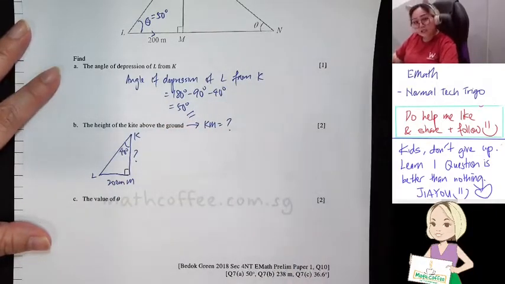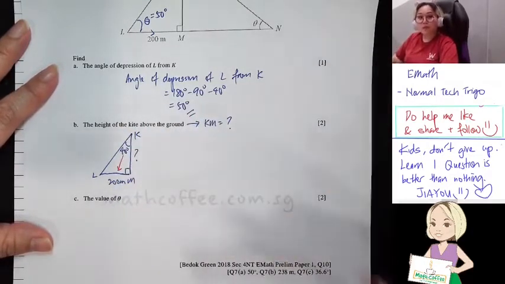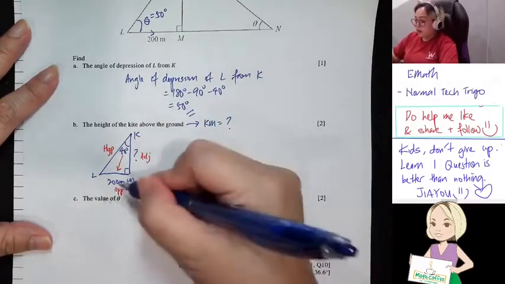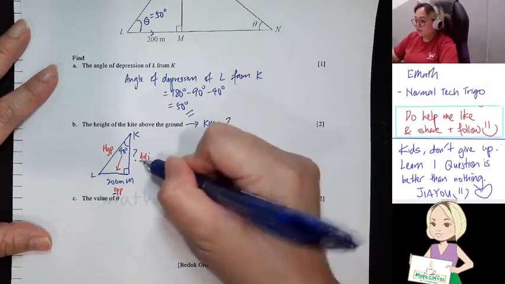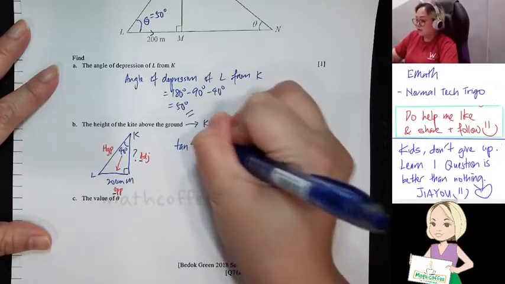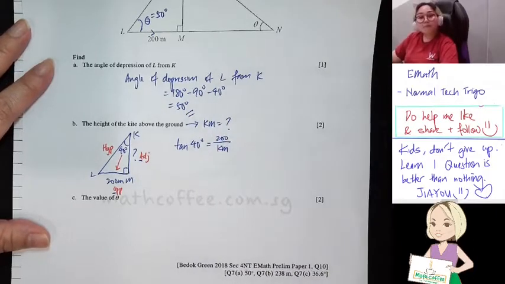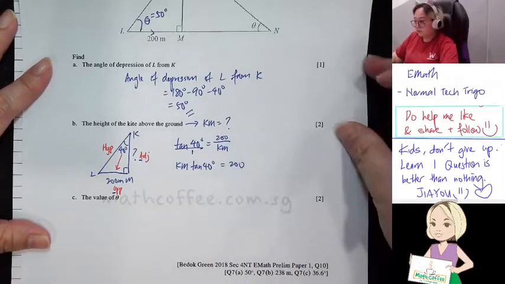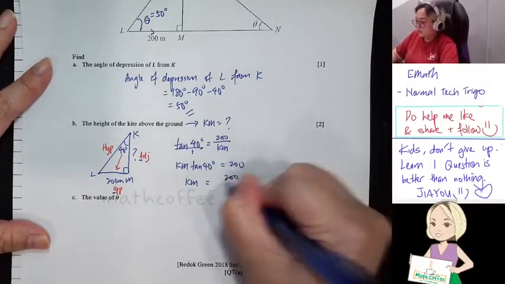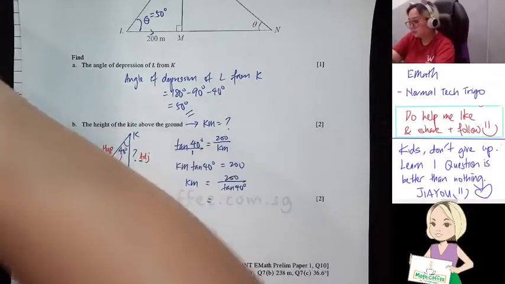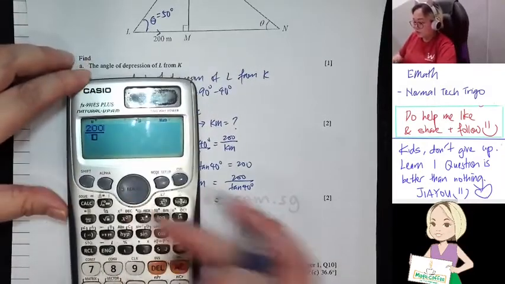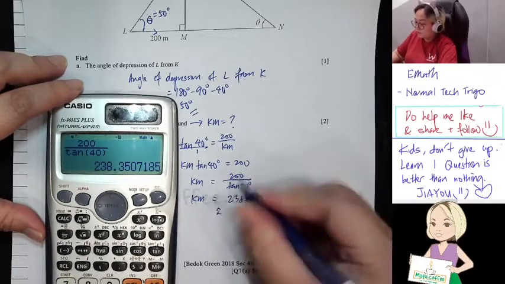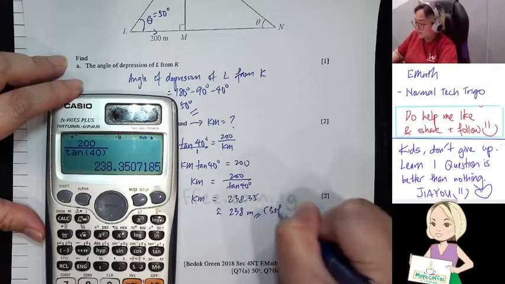So let's label our opposite, adjacent, and hypotenuse. Based on 40 degrees, this will be the opposite, this will be the adjacent, and this will be the hypotenuse. So I'm going to use my opposite, 240. I'm going to find KM, which is my adjacent. So again, it is tangent. So tangent 40 degrees equals 240 over KM. Put over 1, cross multiply. So KM tangent 40 degrees equals 240. So my KM equals 240 divided by tangent 40 degrees. So fraction 240 over tangent 40 degrees, and that will give us 238.35. So round it off to 3 SF, 238 meters. 3 SF. Done.